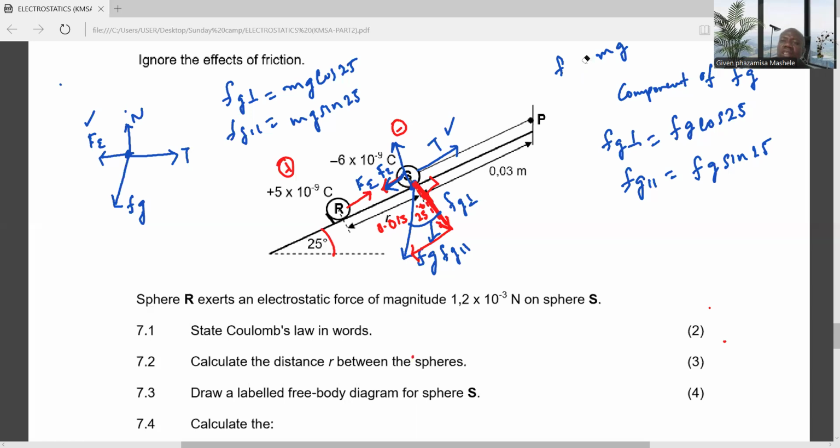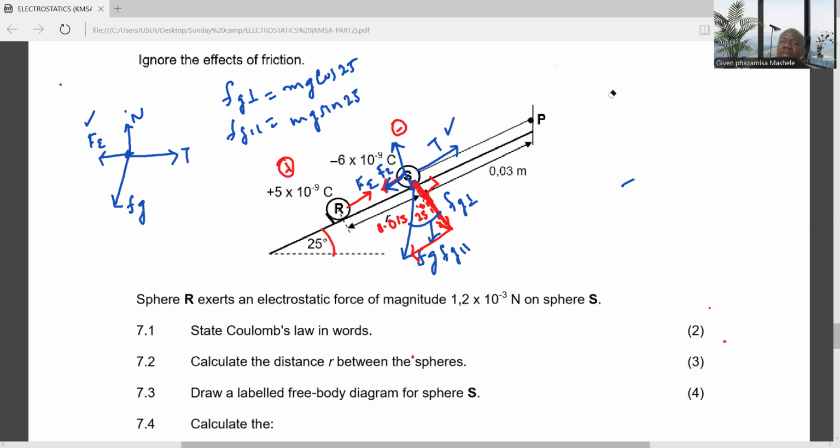Since we have three horizontal forces, now we have to consider the direction. They are not moving in the same direction. One is directed to the right and the other is directed to the left. So we have the tension, the electrostatic force Fe, and the Fg parallel. We choose tension as positive and the rest as negative: right as positive, left as negative.